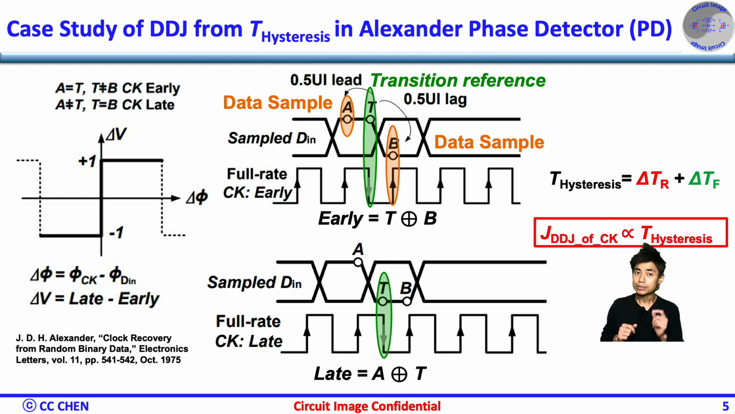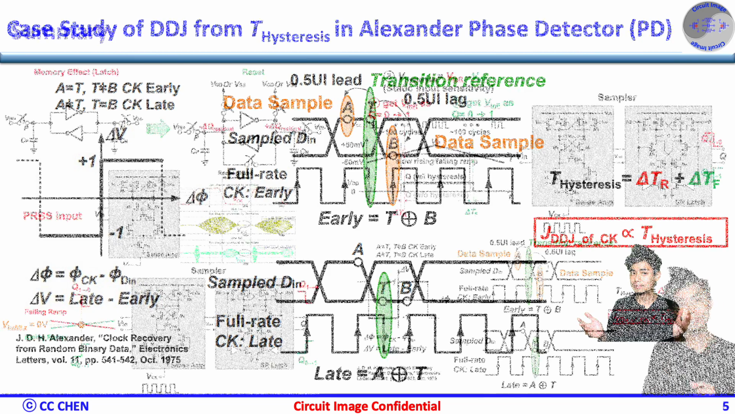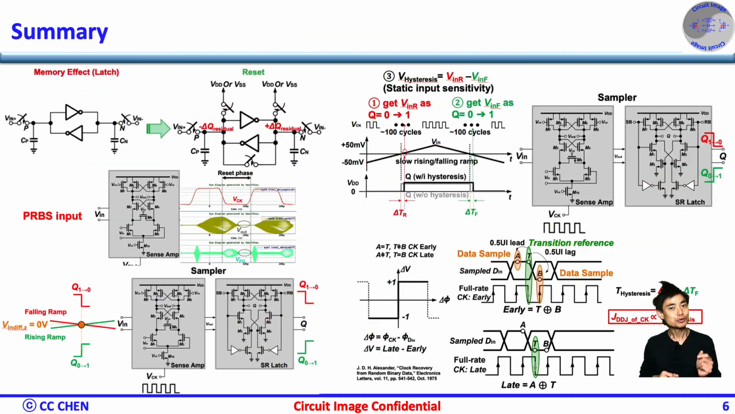The higher the edge sampler's hysteresis, the higher the DDJ the CDR will generate in the recovery clock. Therefore, to avoid the excess DDJ from the input, we must minimize the sampler's hysteresis as little as possible by trading off its speed. Here is a summarized image of why we must have a low hysteresis sampler for CDR.